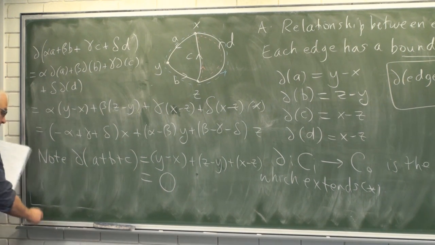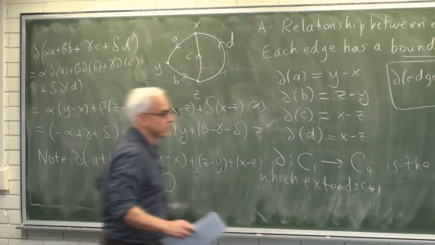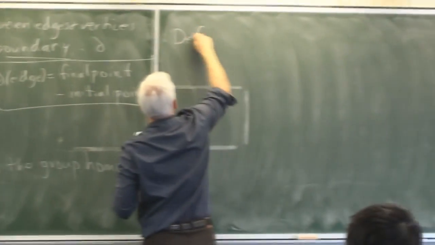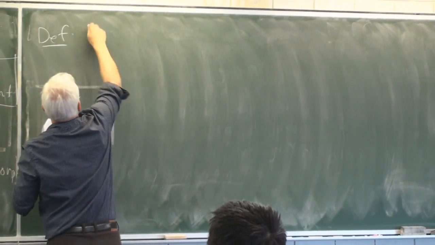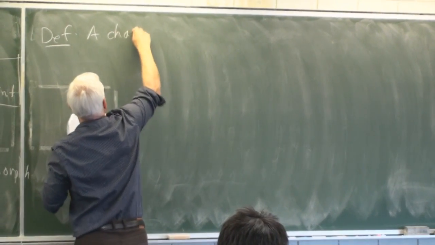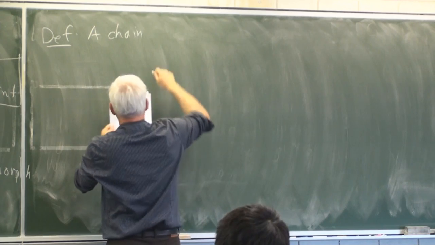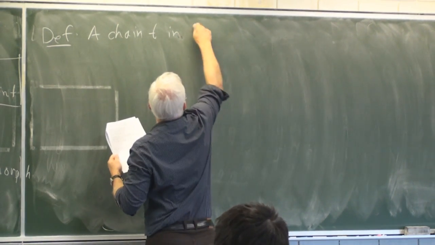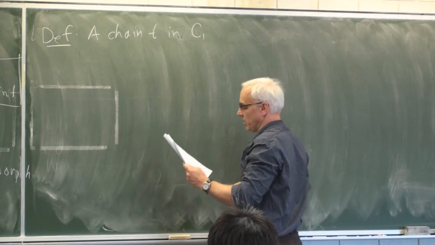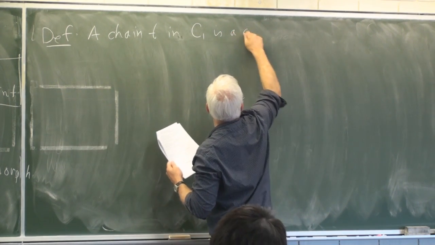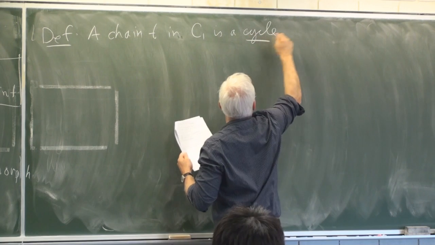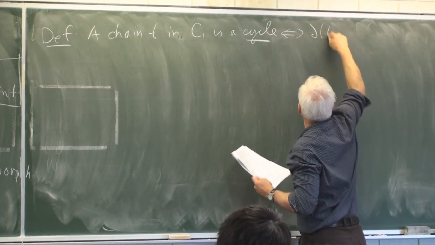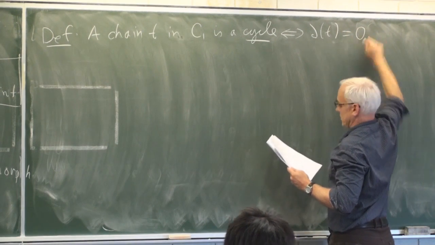So let's do that. So definition. A chain, let's call it T, in C1, so a one-dimensional chain, is a cycle precisely when its boundary is zero.